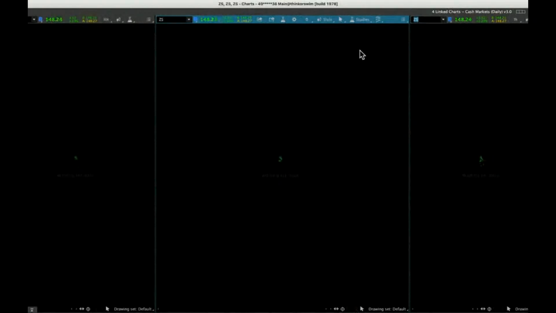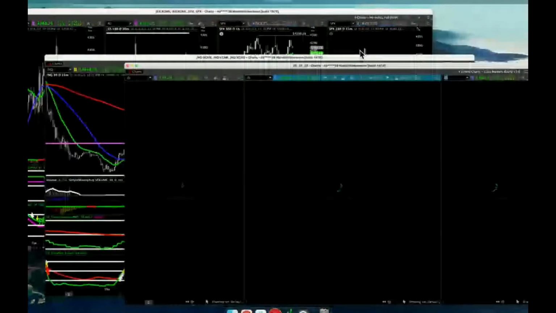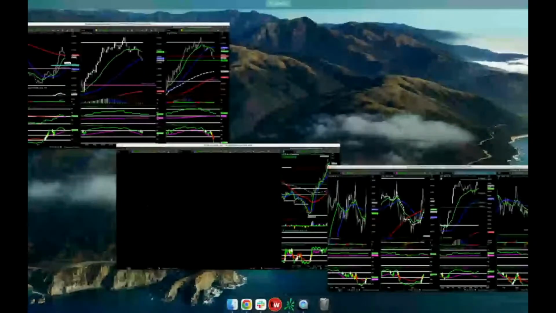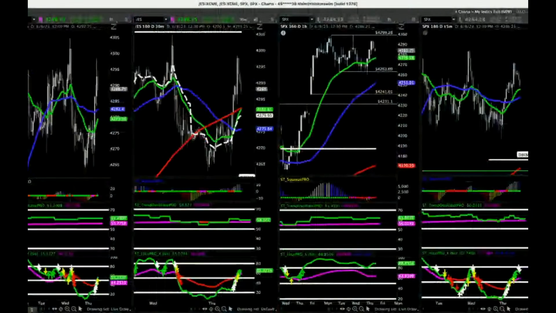Interesting that the market's going a little bit lower and IWM is holding up here. Quite impressive.